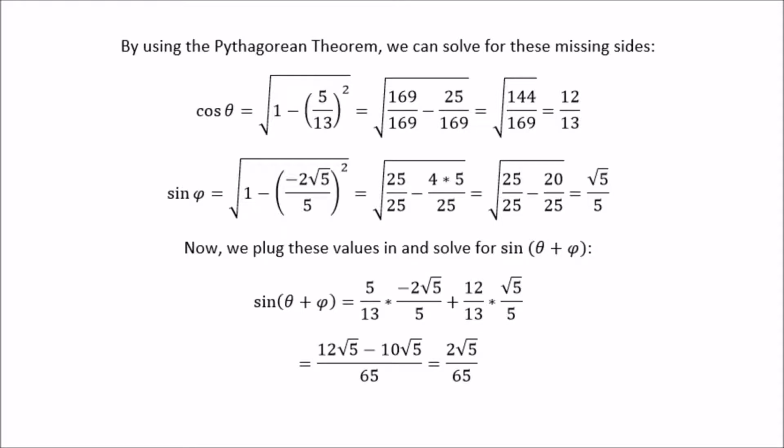Now it's worth noting that 12 over 13 and square root 5 over 5 may not always be positive. If theta was in quadrant 2 instead of quadrant 1, for example, it would be negative 12 over 13 because the cosine of theta in quadrant 2 is negative. So it's just something to keep in mind. You don't want to mess up the signs when doing these problems because it'll really mess up your answer, and you really don't want to mess these ones up. So pay careful attention to the quadrant that you're working in.